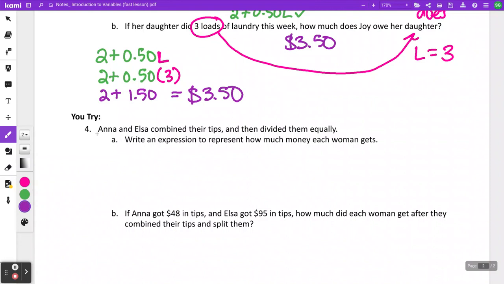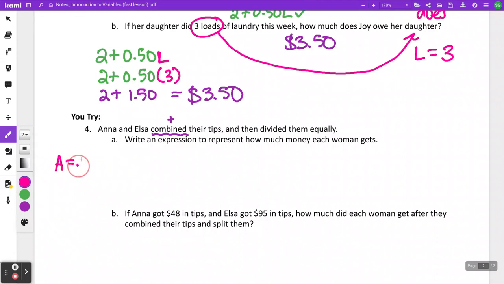In number 4, it starts off similar to our very first problem we did, where 2 people are combining their tips. Now, earlier in this lesson, we learned combine means we're going to be adding these 2 things together. But after they add them, they divide them equally. So for my expression, I want to start off by showing these 2 people combine their tips.